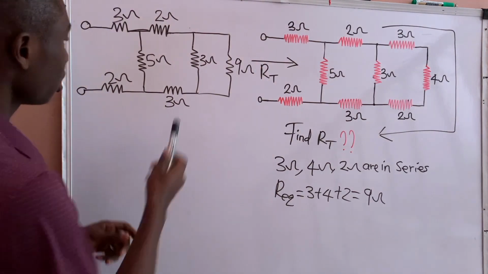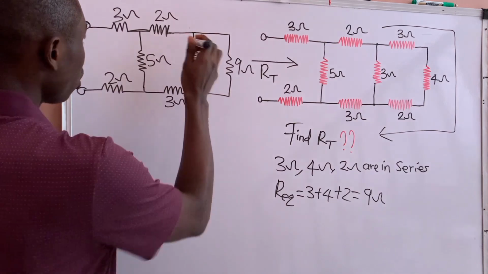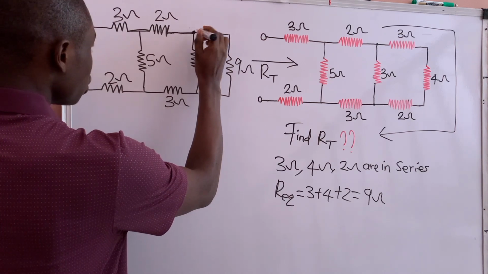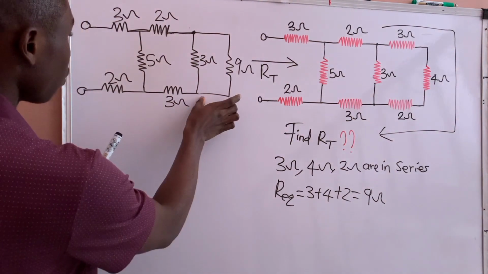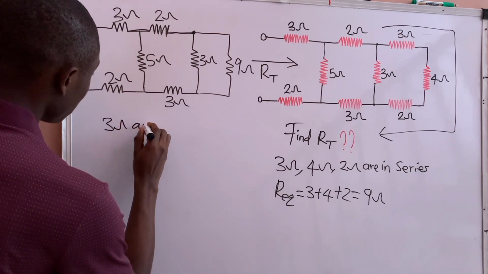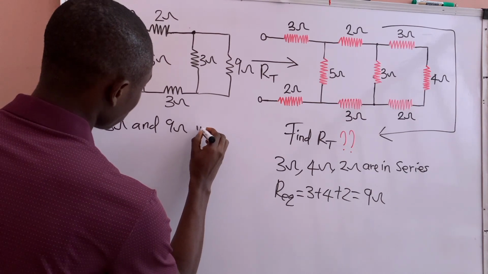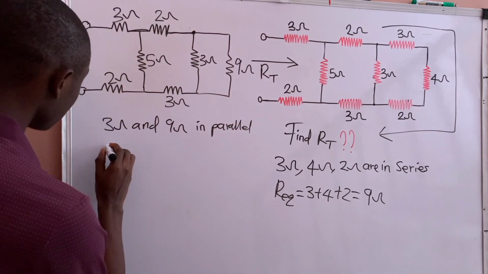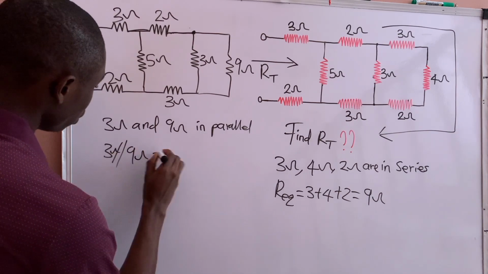At this point, these 2 resistors are in parallel, because current will flow through this point, reach this node, and split. That is why they are in parallel. So the 3 ohm and 9 ohm resistors are in parallel, which can be written as 3 in parallel with the 9 ohm resistor.